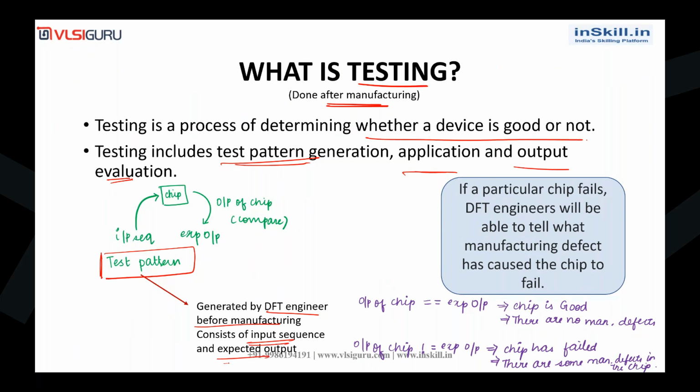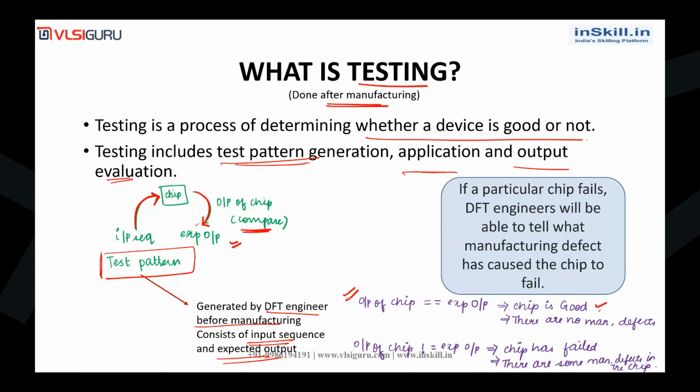So now what will happen? This input sequence will be applied onto the chip, and then the output of the chip will be compared with the expected output. If the output of the chip is equal to the expected output, it means that the chip is good.